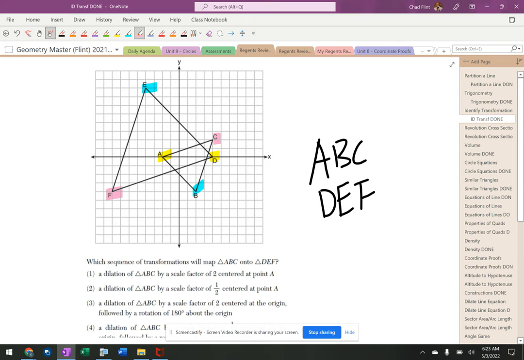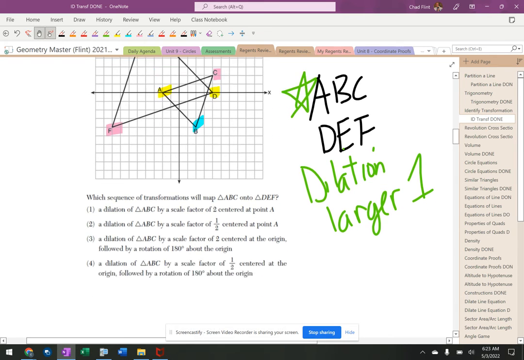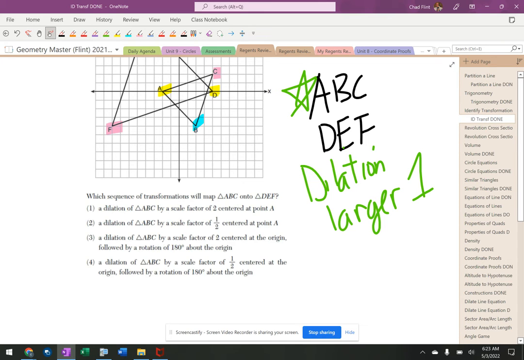All right. It also definitely got bigger, because it started here at the smaller one and it got bigger. So dilation definitely happened someplace. And it's also got to be a dilation of larger than one, because it got bigger. If I start looking down through here, dilation scale factor of 1/2, there's no way it's that one.